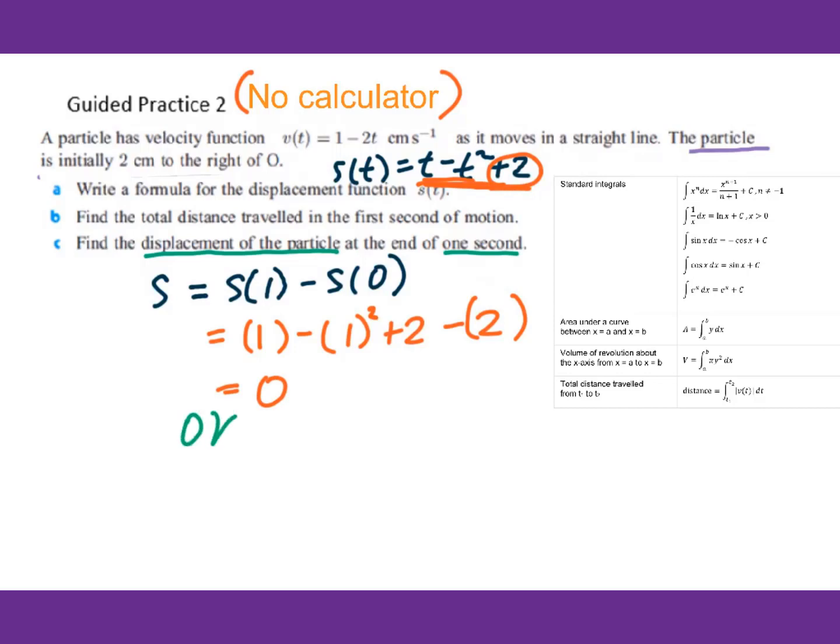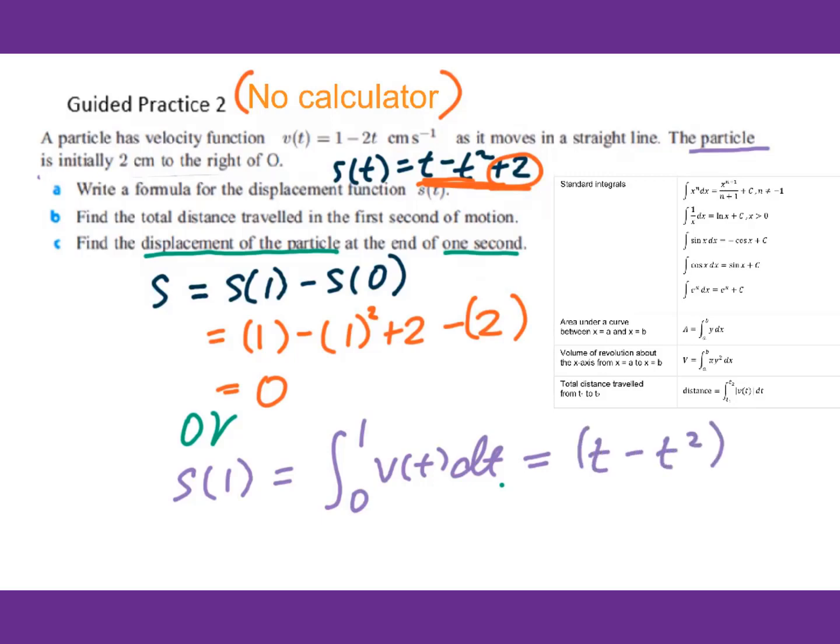Or you can just do the integral. Therefore, s of 1 equals the integral of the velocity function from 0 to 1. Then you will get t minus t squared. Then from 0 to 1, you will get 0 minus 0 equals 0.